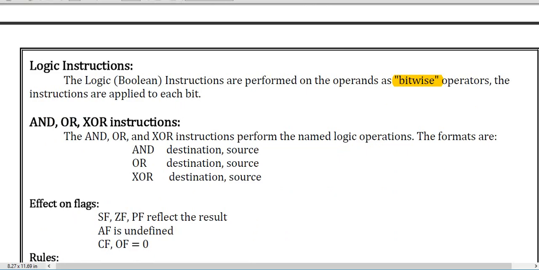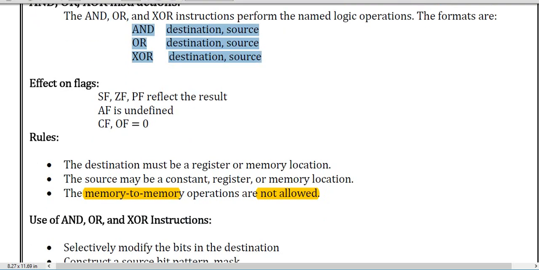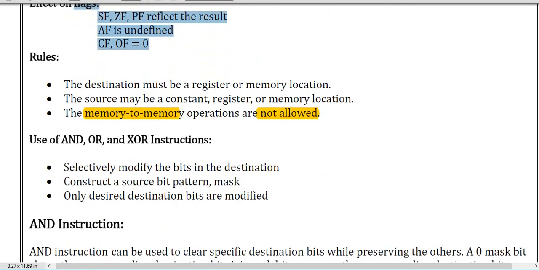The logic Boolean instructions are performed on operands as bitwise operators, like AND, OR and XOR. AND is written as AND, then destination and source; OR is the same and XOR is again the same. Now, there are some effects on flags that we have already discussed. Here are some rules that you need to go through.